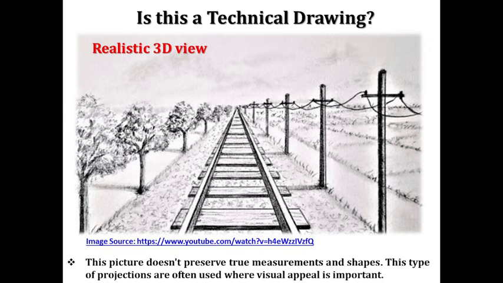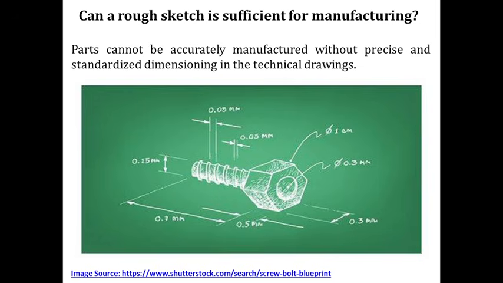This image may look attractive and realistic. However, it is not considered a technical drawing. A realistic three-dimensional picture shows the appearance of an object, but does not preserve its exact dimensions, shapes, or manufacturing details. Such images are useful for presentation and visualization, but they cannot be directly used for manufacturing. Engineers require technical drawings that provide precise dimensions and specifications. Next slide. Is a rough sketch enough?